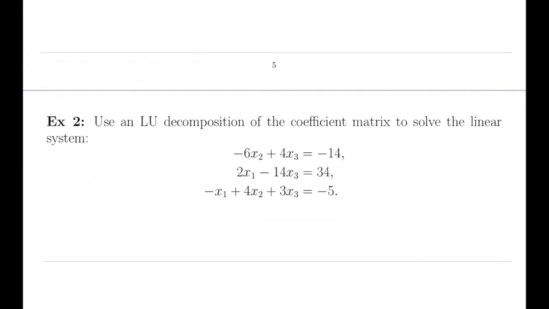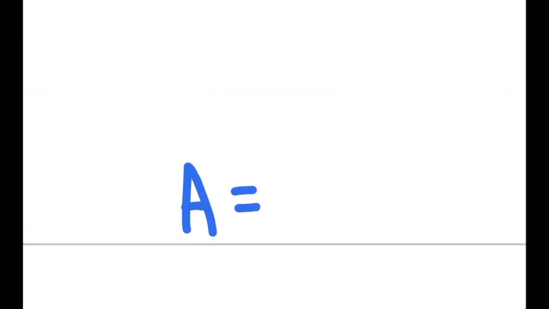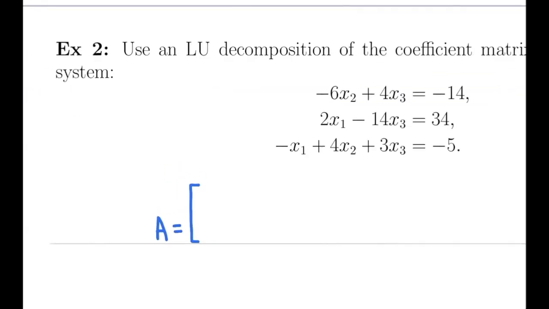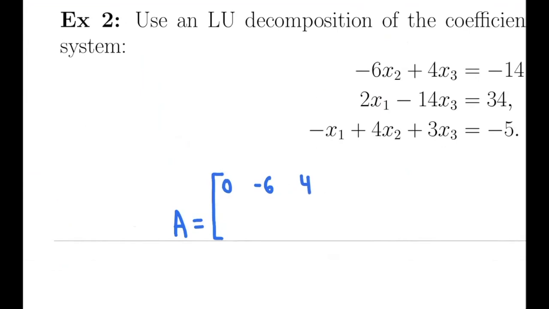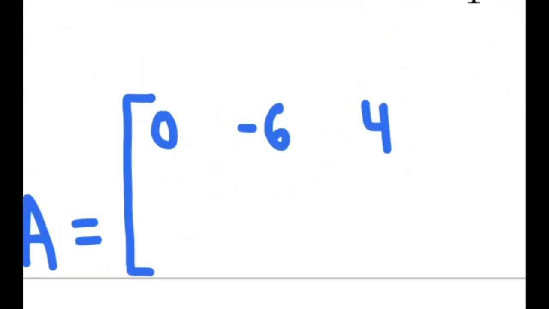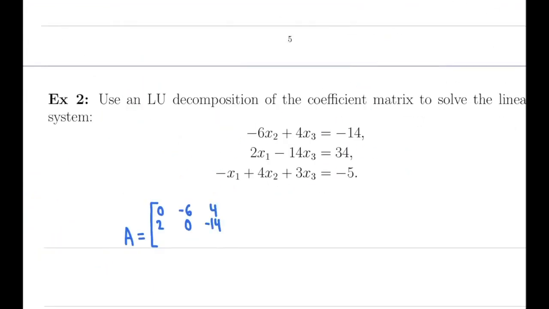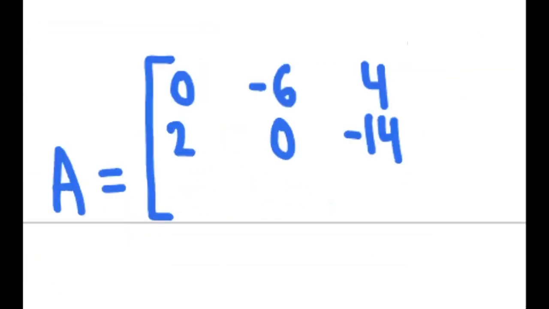Let's do it. So use an LU decomposition of the coefficient matrix to solve the linear system. So let me write the coefficient matrix. So what does A equal in this case? 0, -6, 4 for the first row. 2, 0, -14 for the next. And -1, 4, and 3 for the last.